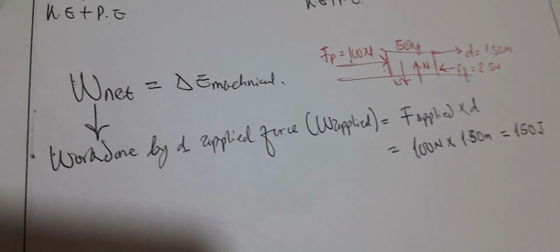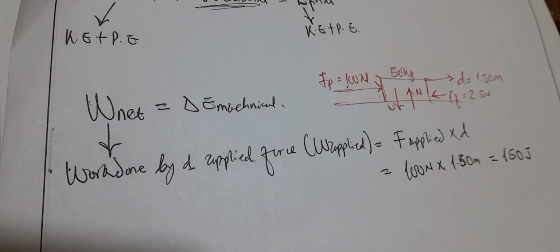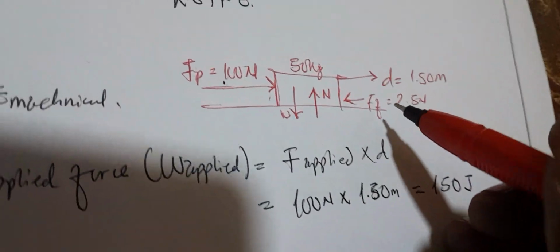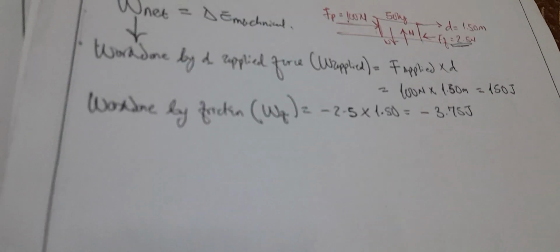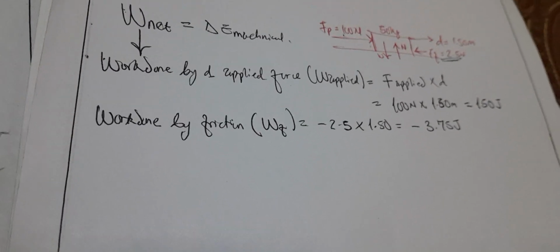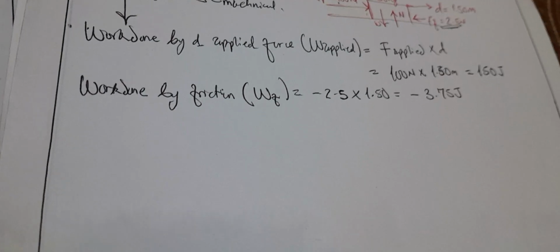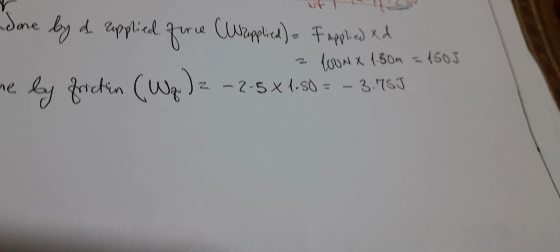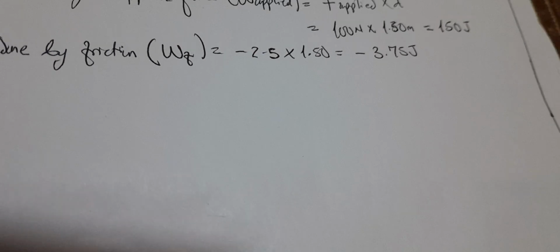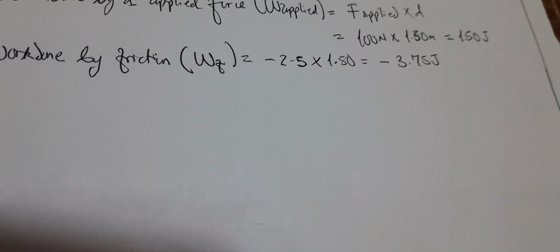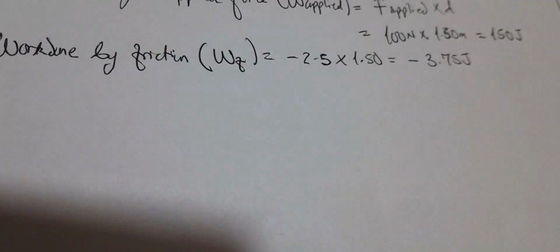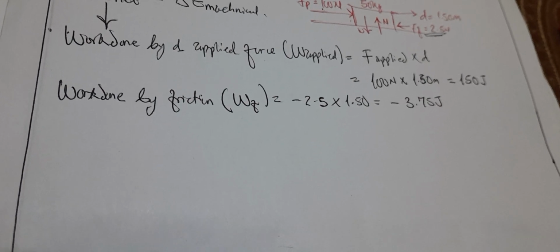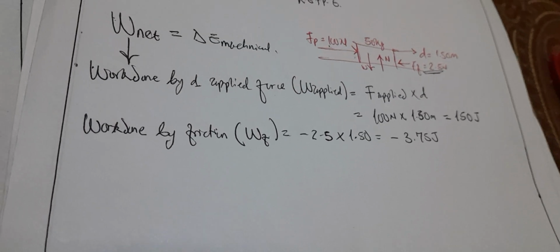So I've talked about the work done applied. The next thing I'm going to talk about is the work done by friction. This friction here. The work done by friction, WF, equals minus 2.5 times 1.50, which equals negative 3.75 joules. The reason for the negative sign is that these are vector quantities, so it's very important we show the direction. The negative sign is actually saying it's opposing the motion of the object.